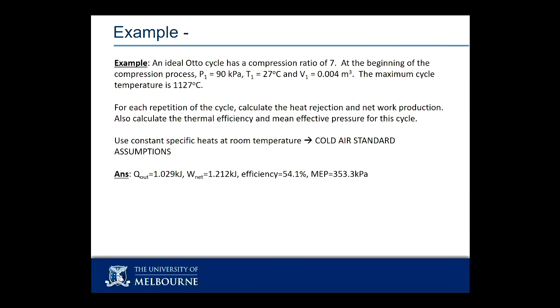The question that we'll work through for the Otto cycle says we have a compression ratio of 7. That compression ratio is the ratio of the biggest volume to the smallest volume. I'll jump back one. I can see some frowns.